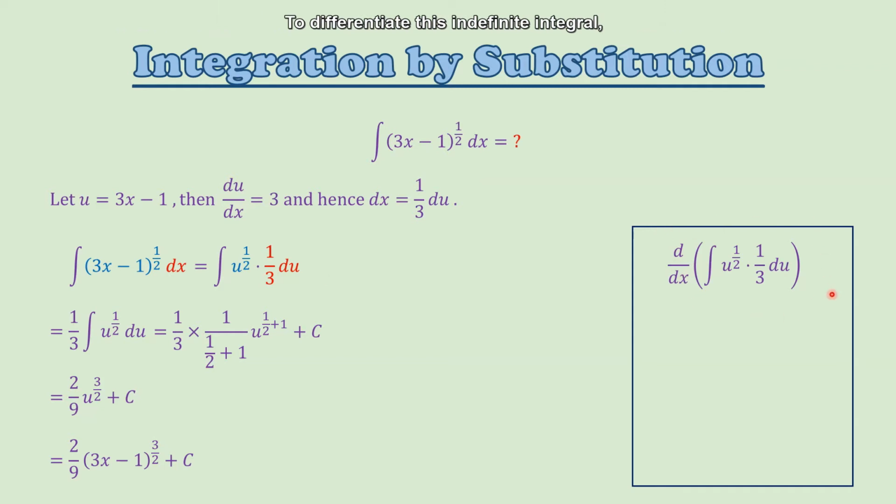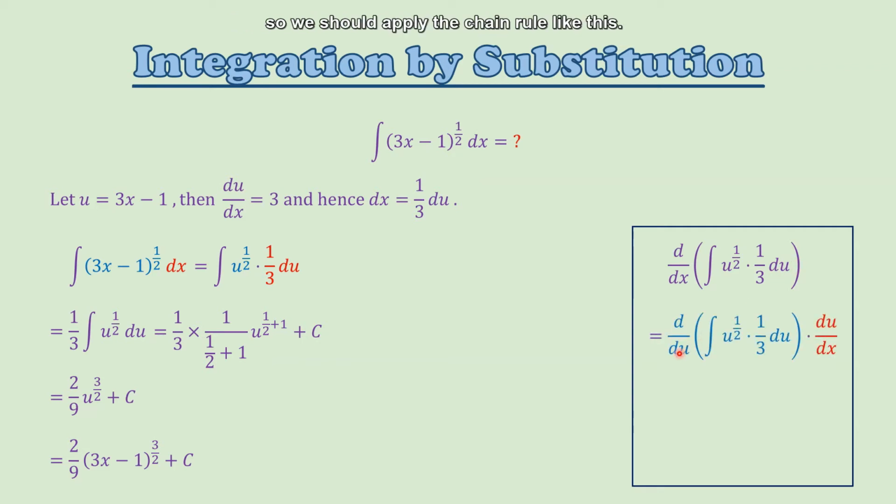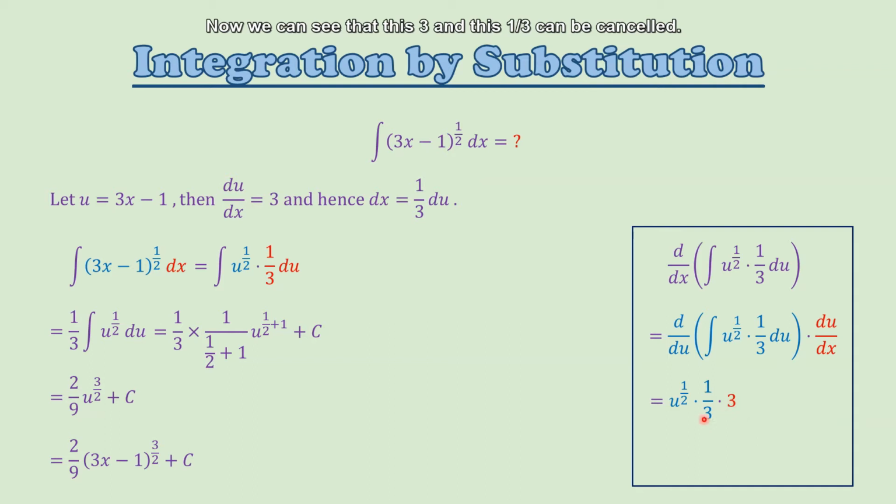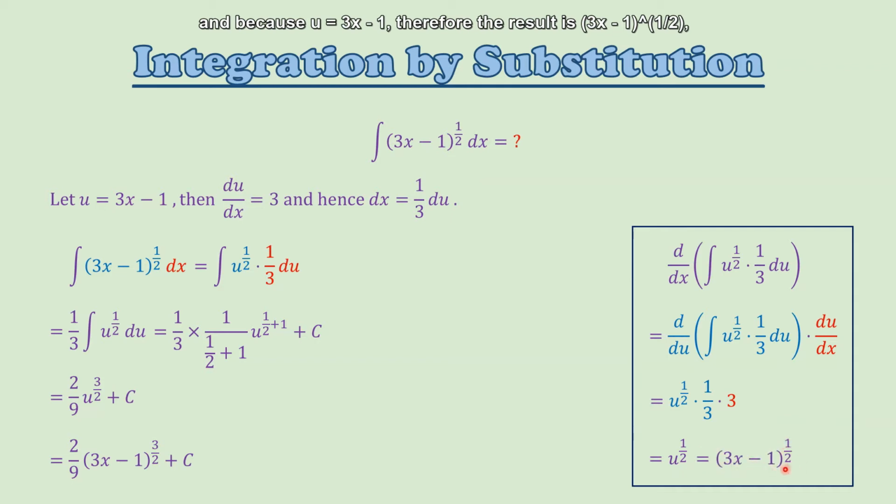To differentiate this indefinite integral, because this indefinite integral is with respect to u, we should apply the chain rule like this. By differentiating this with respect to u, we can get back the integrand, and then du/dx is simply equal to 3. Now we can see that this 3 and this 1/3 can be cancelled. This is not a coincidence, because this 3 comes from du/dx, and this 1/3 also comes from du/dx. And because u is equal to 3x minus 1, the result is (3x minus 1) to the power half, and it is exactly the integrand.